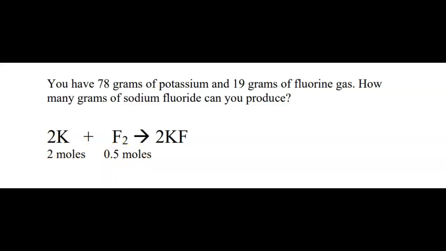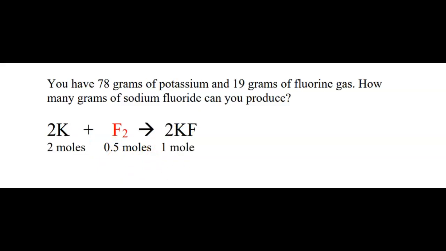So what does that tell you? Well, it tells you that F2 is the limiting reagent and that this is going to determine how much of the product you produce. Now notice that for every one of these, you produce 2 of these. So if you have half a mole of these at the beginning, then you're going to have 1 mole of these at the end. And there you have it. What are you doing over here?